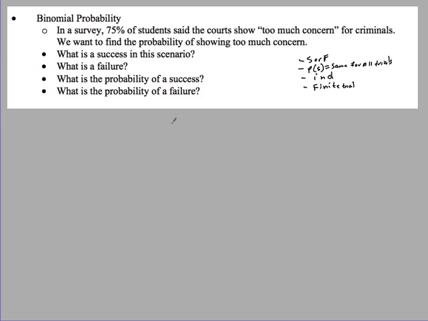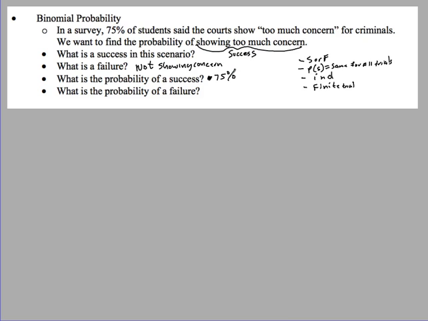Okay, so in a survey, 75% of students said the courts show too much concern for criminals. We want to find the probability. Showing too much concern would be a success. A failure would be the complement of that, which would be not showing concern. So what's the probability of success? 75% of the students said that there's too much concern, so that would be 75%.